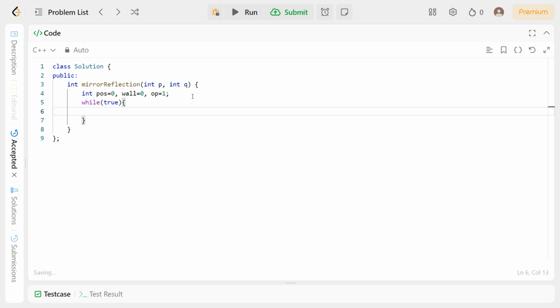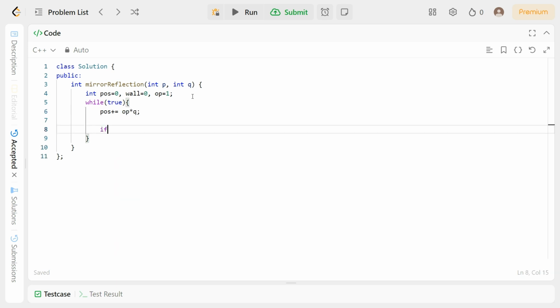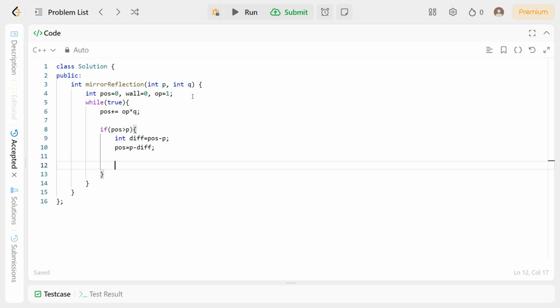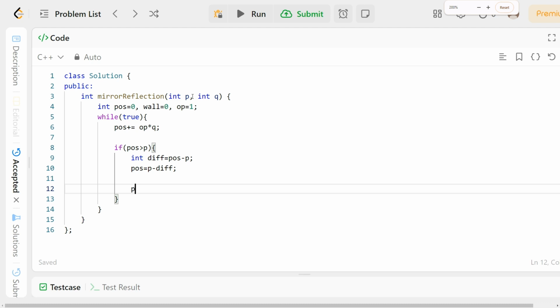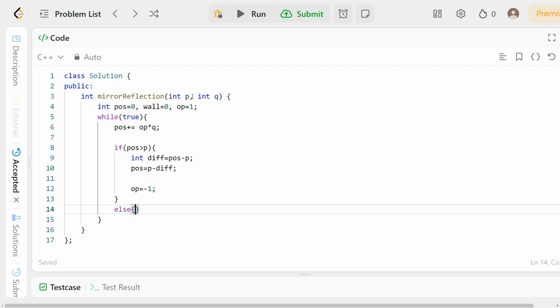First I will increment my position. So position will be equals to operation multiplied by q, right? Now if my position has gone past the upper bound, in that case I will first calculate my difference, which is equals to pos minus p, and then my position is now equals to p minus difference. Because I was going upwards, that is why I got the upper bound, and that is why my OP is now equals to minus 1. These are the three things I have to take care of.